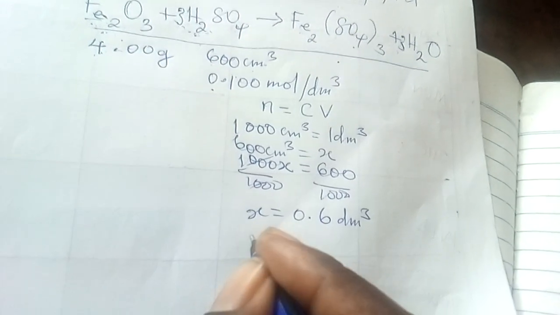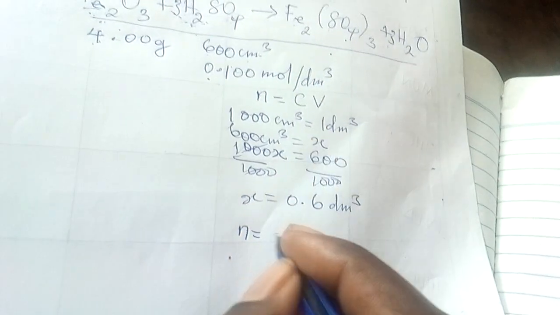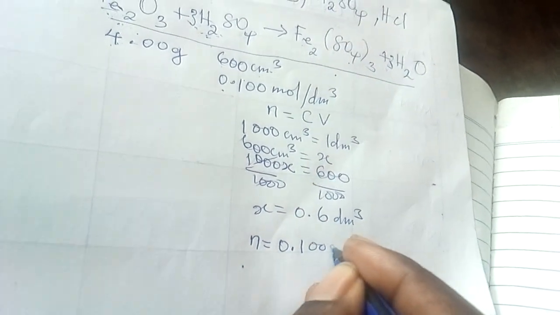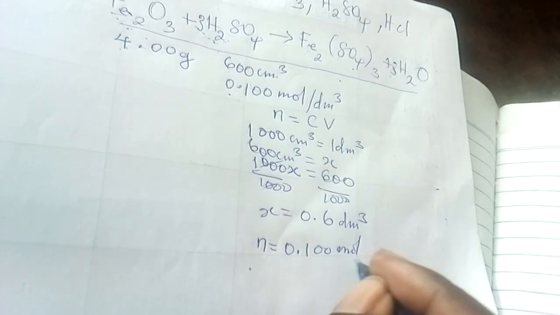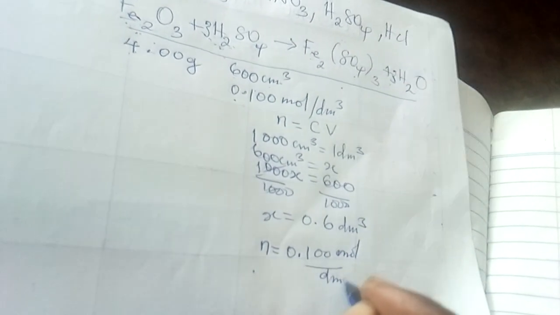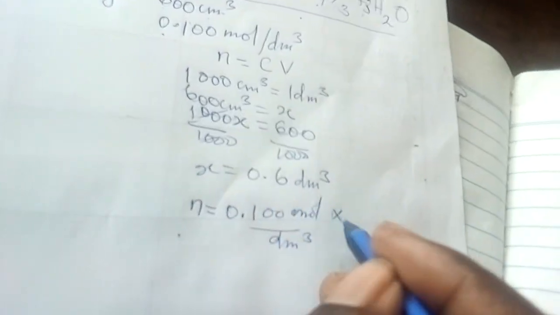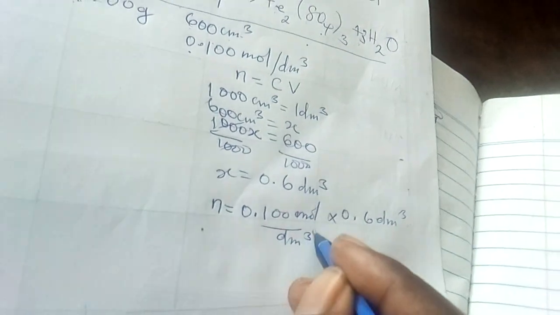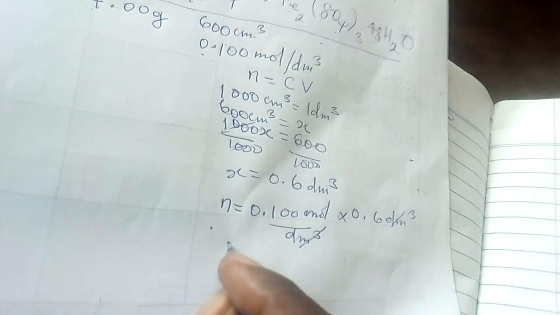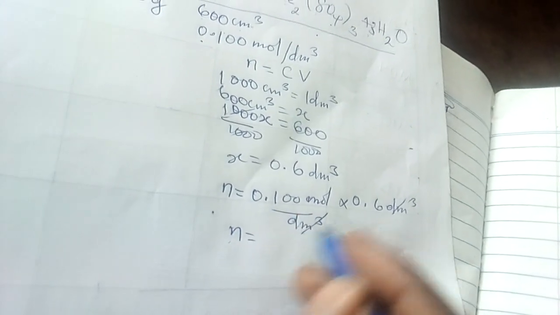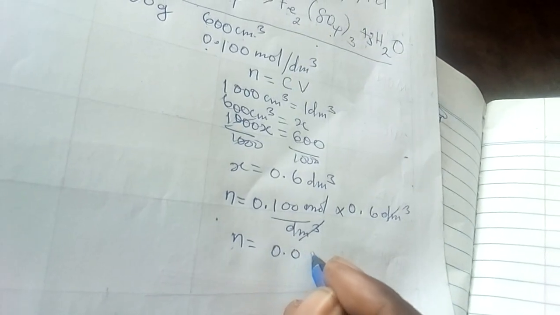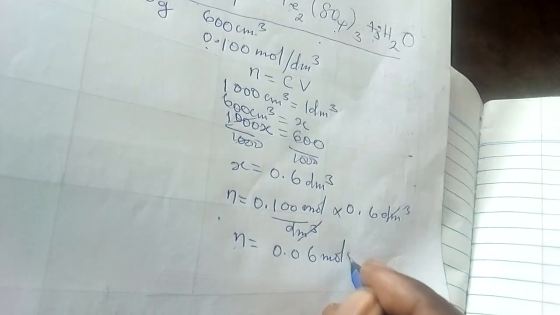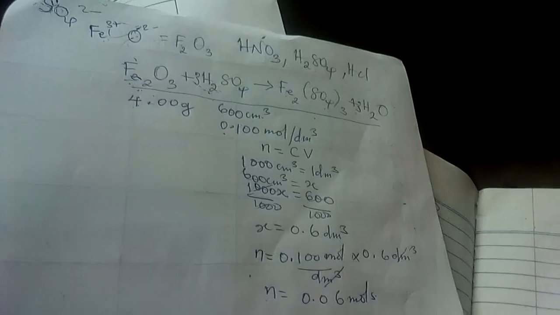So now we can go ahead to find the number of moles of sulfuric acid, which is number of moles equals to concentration. We are given 0.100 mole per decimeter cubed times 0.6 decimeter cubed. So this and that cancels. We have number of moles equals to, you multiply this times that, and what you get is 0.06 moles. So this is the number of moles of sulfuric acid that reacted.